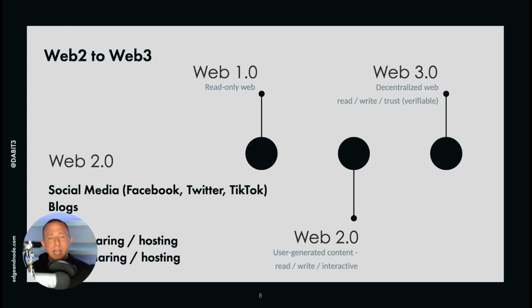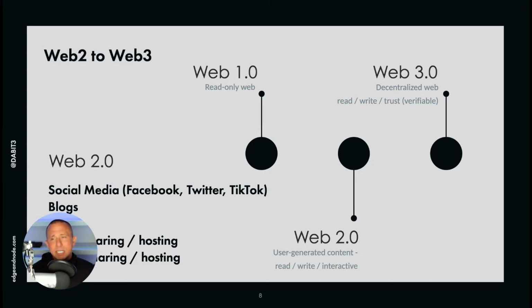Things like social media, where we have Facebook, Twitter, TikTok, and Instagram, where people can upload videos, they can make comments, they can communicate with each other. Also things like blogs, wikis, video sharing and hosting, as well as image sharing and hosting.